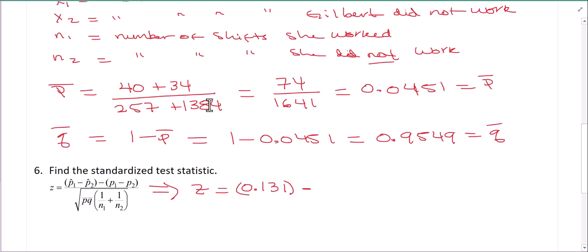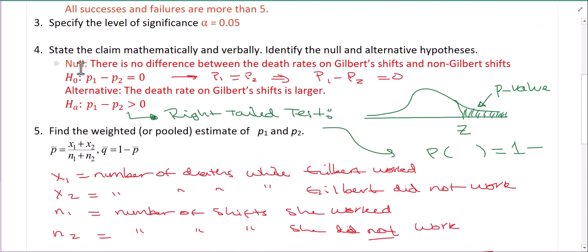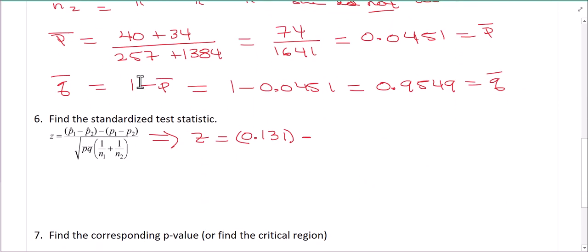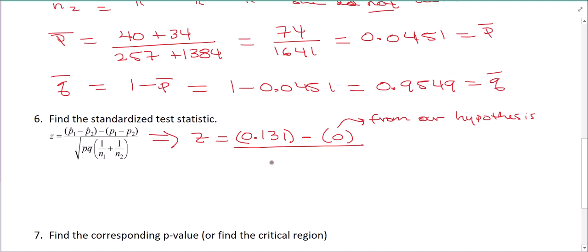And this comes from our hypotheses. Remember, when we do hypothesis tests, we assume that the null is true. So we're always kind of testing the null, whether the null is true or not. So P1 minus P2 we're saying is 0. There's no difference. So that means our P1 minus P2 here will be 0 for the population. So this comes from our hypotheses, usually the null. Divided by P bar, Q bar, so those are the ones we just found.